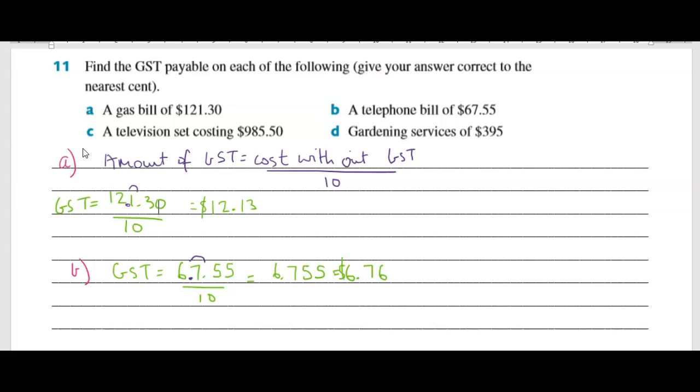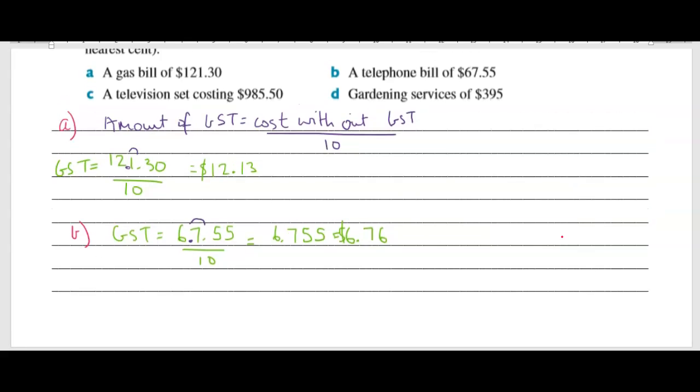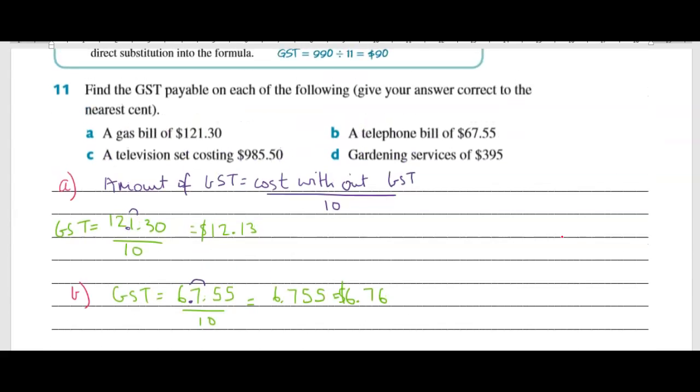It's important to know, girls, I know we don't deal with 1 and 2 cent coins, but this rounds to $6.76. Even if you went to the supermarket and you bought something and they round it to the nearest 5 because we don't have 1 and 2 cent coins, you do have to include 1 and 2 cents. You don't round it.